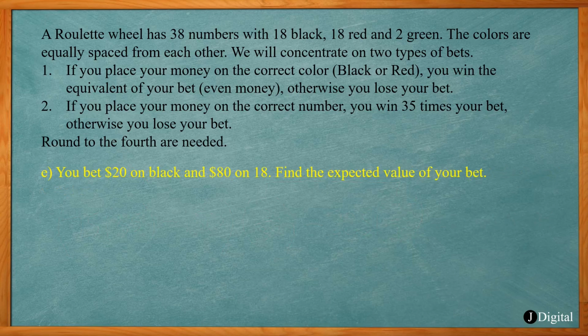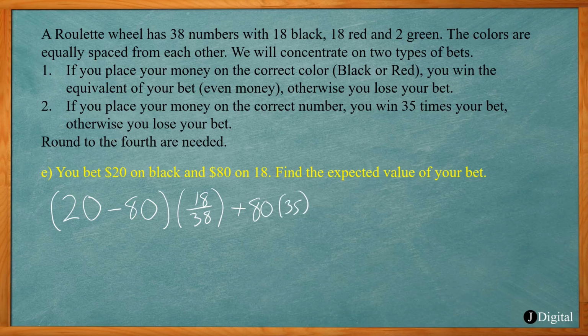So part E says you bet $20 on black and $80 on 18. Find the expected value of your bet. Alright, so if you roll and you land on black, you're going to win even money, or $20. But you're going to lose the 80 that you have on 18. Okay, and the probability of landing on black is 18 over 38. Now if you land on 18, you're going to make $80 times 35, because you get 35 times your money. But I'm going to lose the $20 that I have on black.